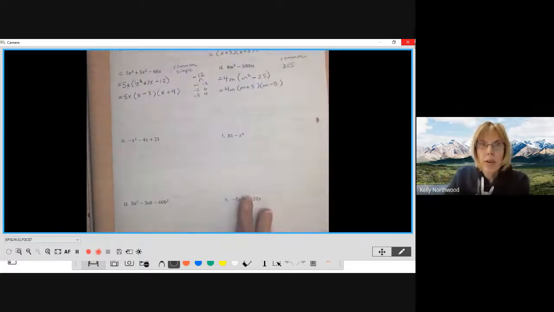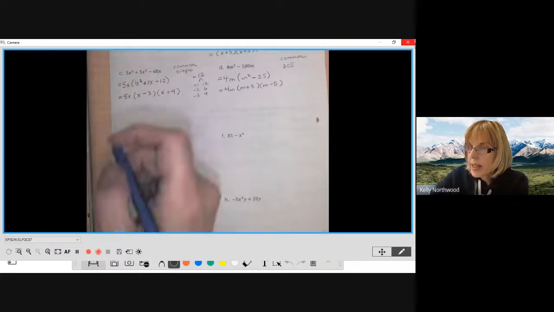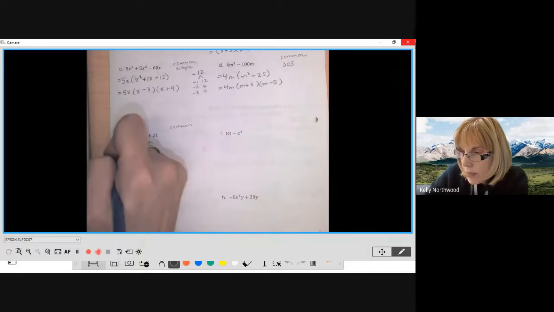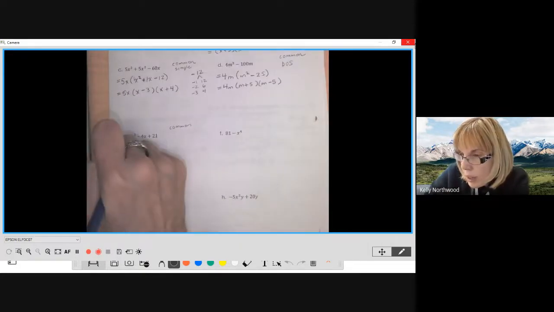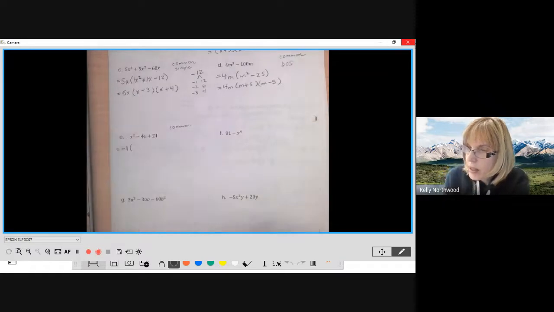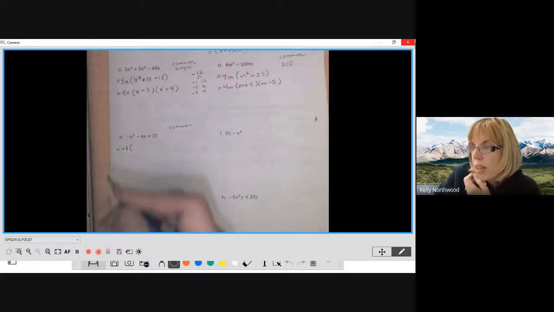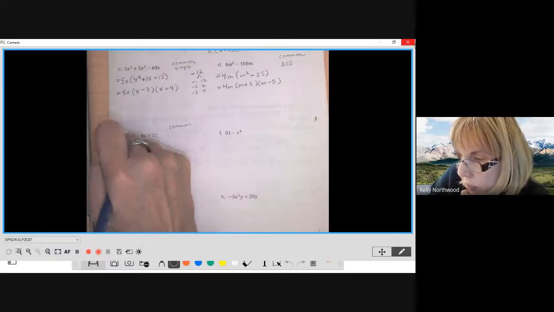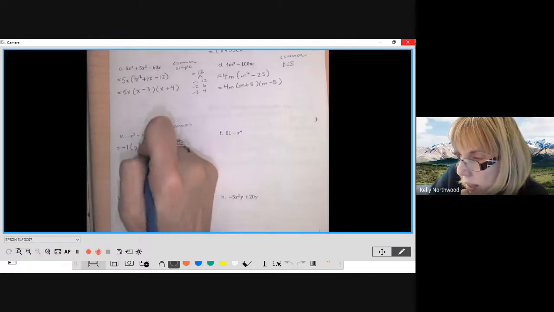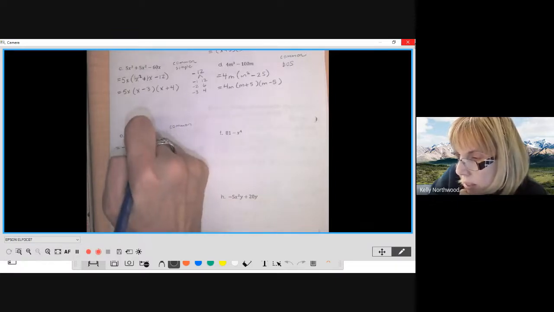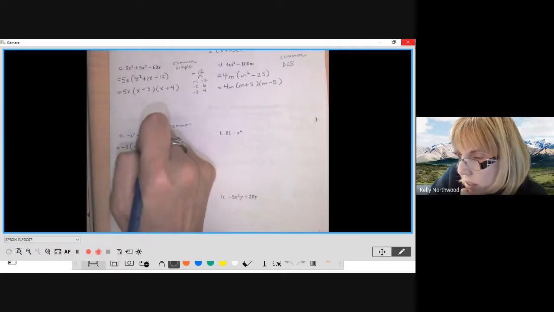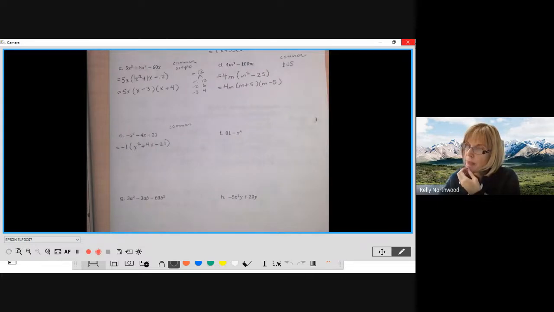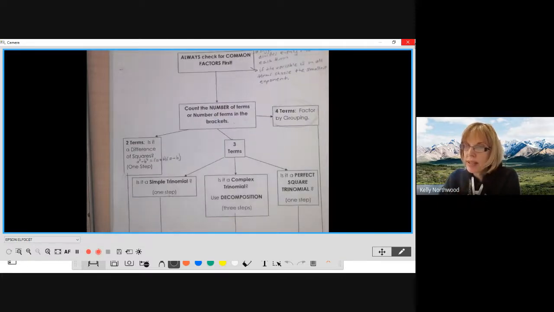E. So I always check for common factors first. And my rule is that if there's a leading negative, you always make that common. So in this case, -1 is the only common factor. Nothing else is common. But if I divide each term by -1, I'm going to just flip all the signs because -1x squared divided by -1 is x squared. -4x divided by -1 is positive 4x. And positive 21 divided by -1 is -21.